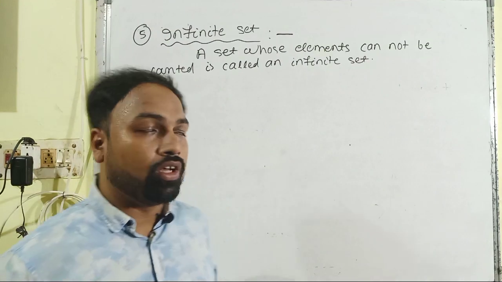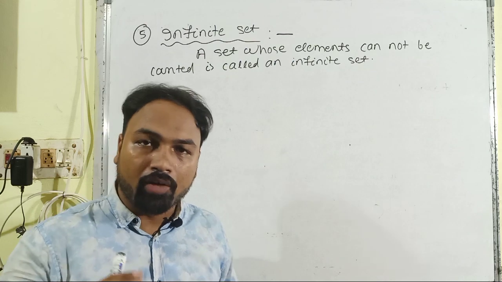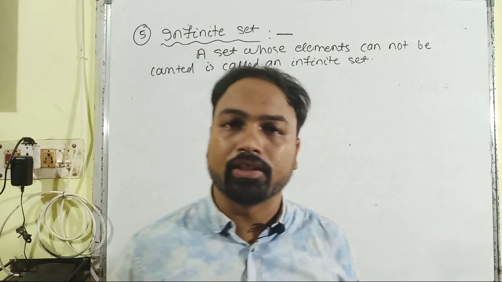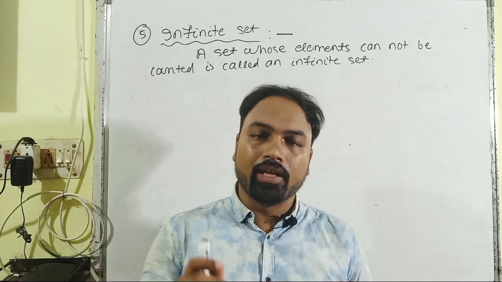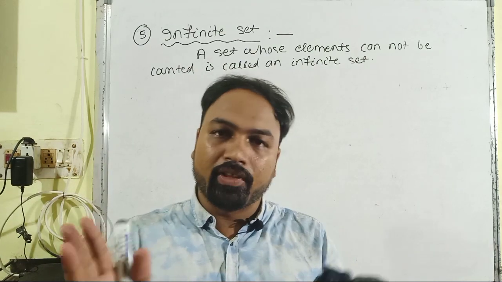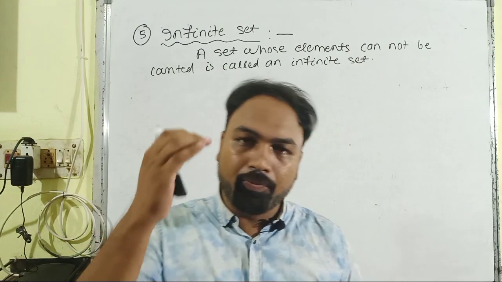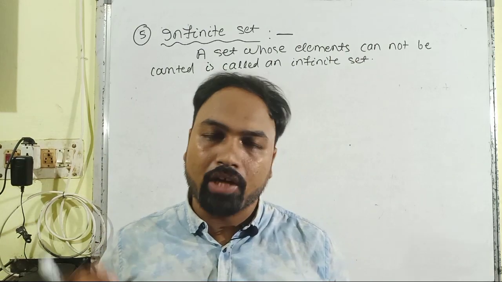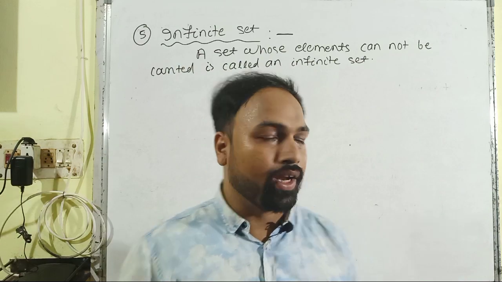Then let us move towards the fifth type of set, and that is the infinite set. If the number of elements of a given set cannot be counted, then it is called an infinite set. If they are countable, then this set is called a finite set. If the number of elements are not countable, that cannot be counted, then it is called an infinite set.